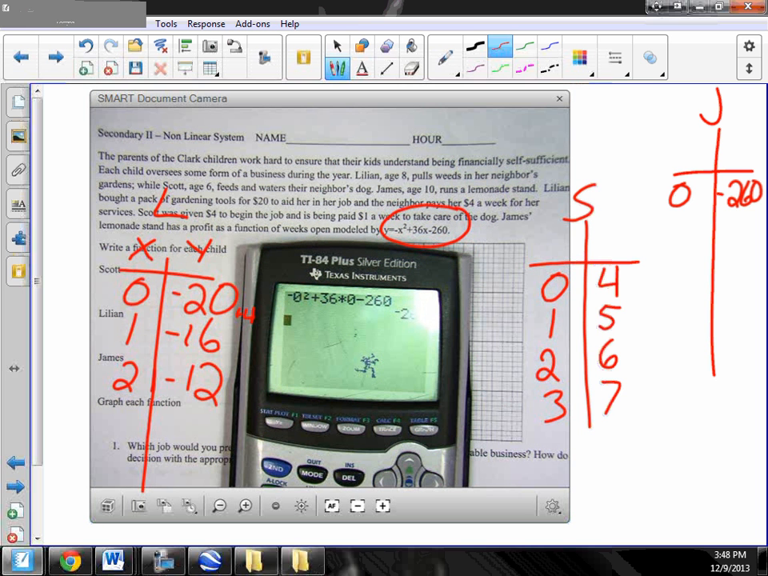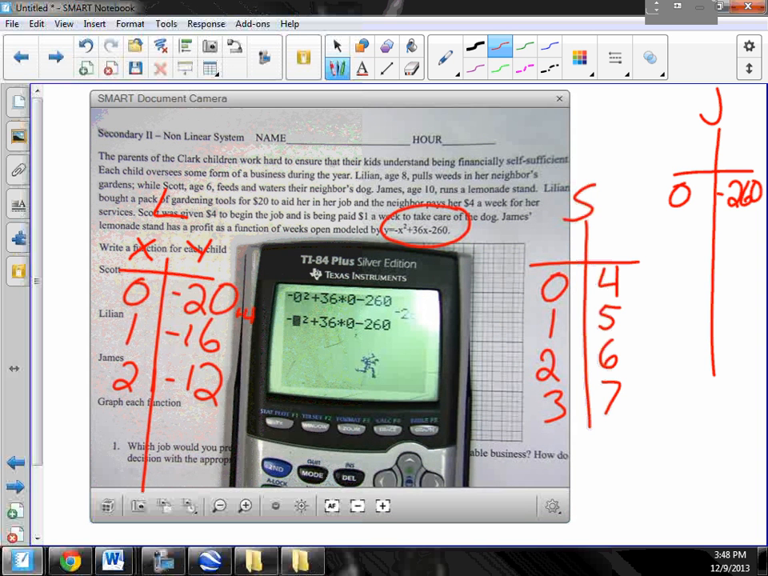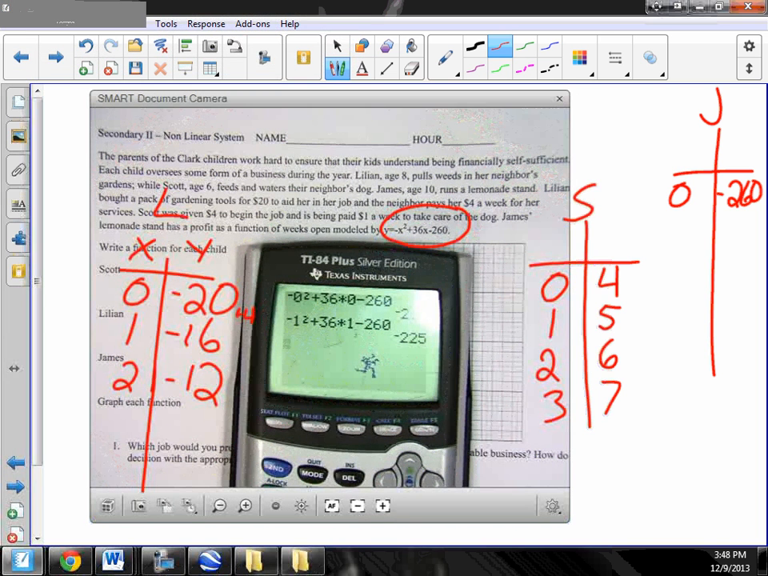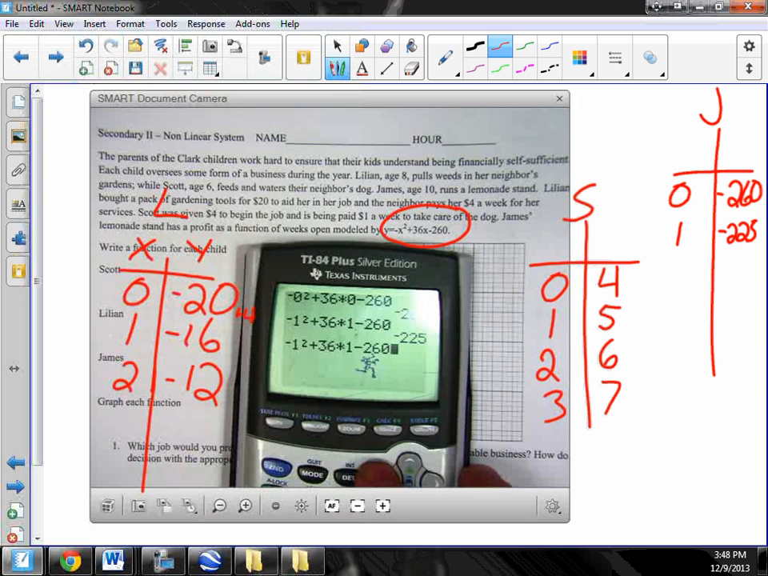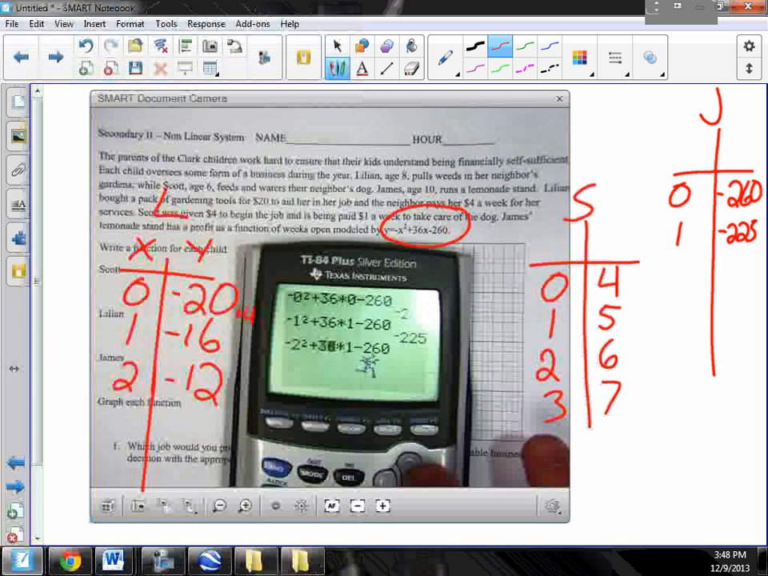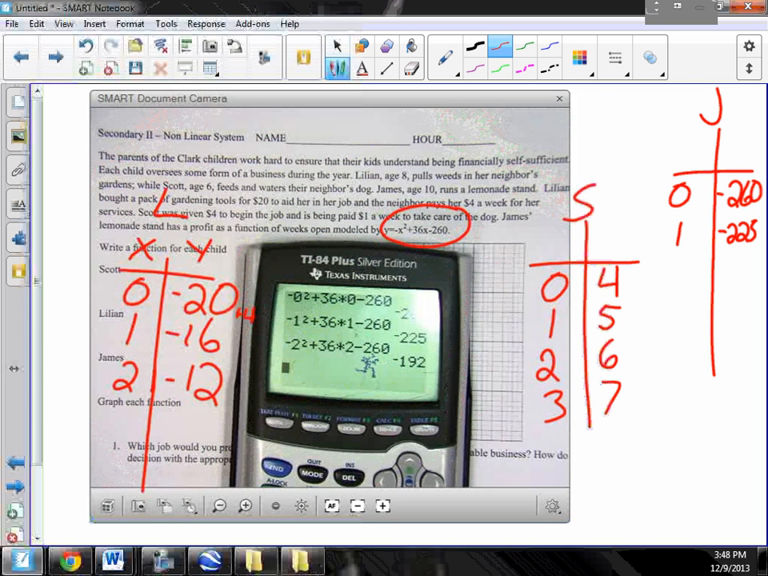We could plug in 1. I'm just going to go back and change all those zeros to 1s. Negative 225. I think I messed something up. Negative x squared plus 36x minus 260. Okay, so 1, negative 225. And 2. You can see that he's starting to make money, but he still hasn't profited anything. 192.